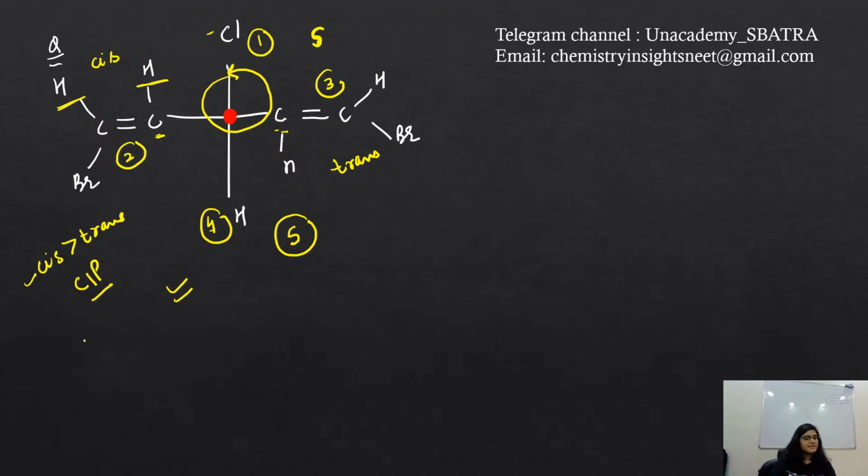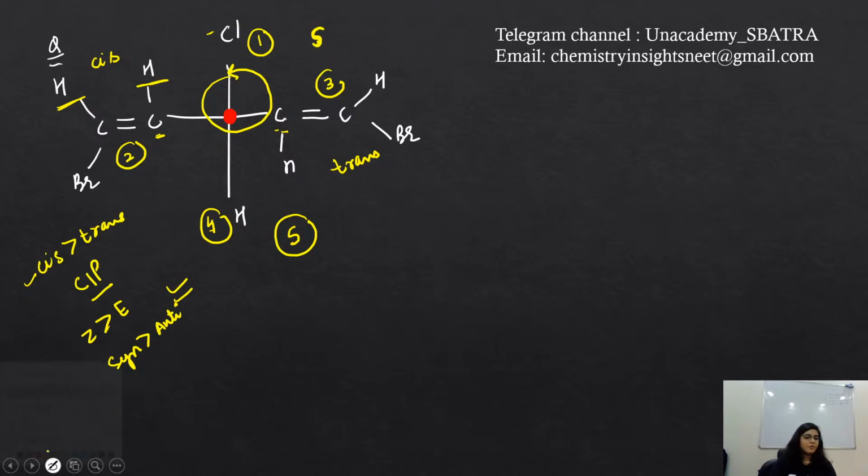For example, in EZ nomenclature, Z always dominates over E. In syn and anti nomenclature, syn always dominates over anti, right? So these are your CIP rules, and you have to assign priorities according to them only. Is this point clear? That these are your priority groups.